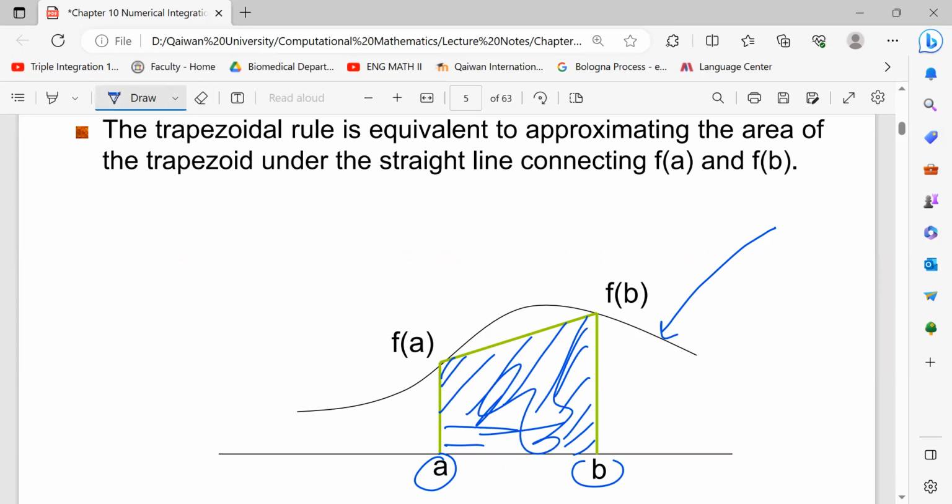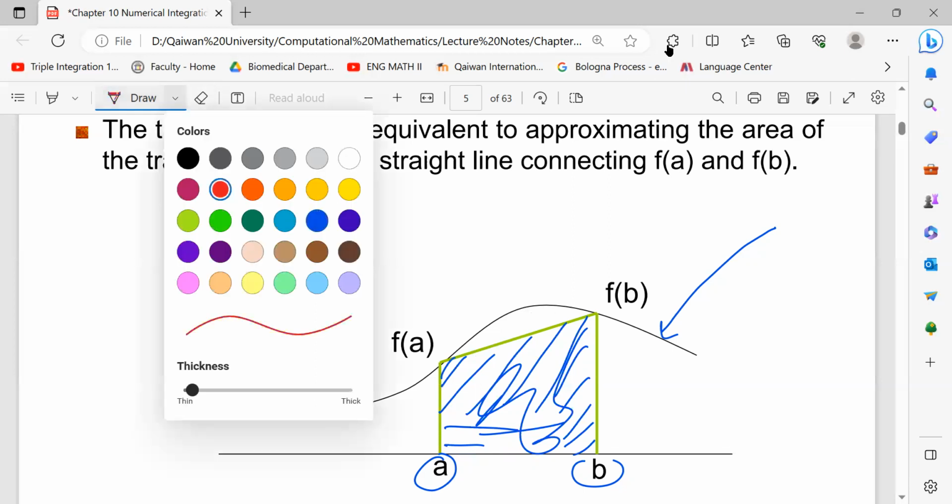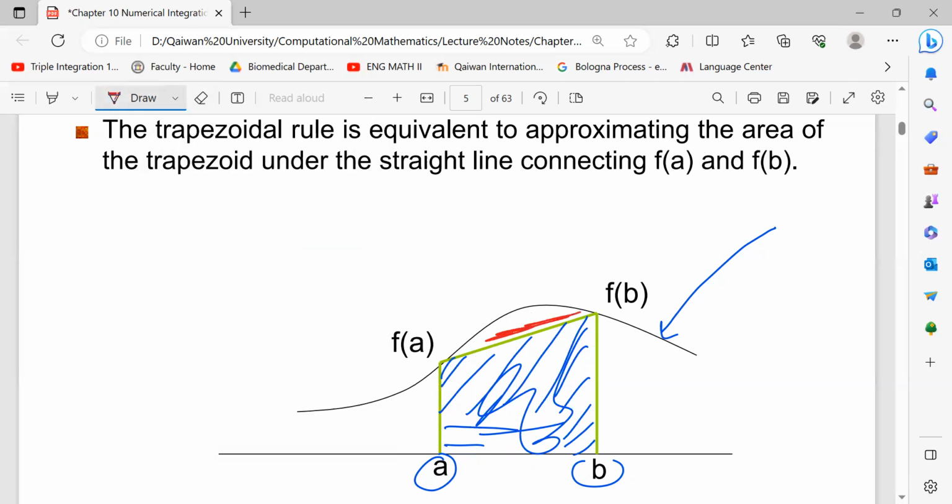We find this area. Look, it's approximately the same as the area of the region analytically. What's the error here? The error here is this one. Okay, this is the error.